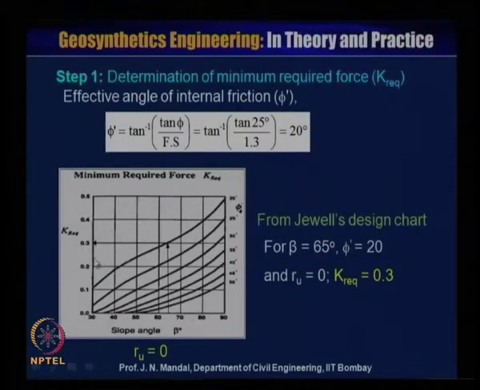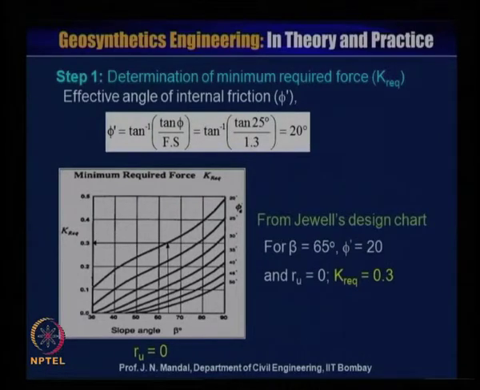So this is the design chart that is given. Step 1, determination of minimum required force, that is K required. So, effective angle of internal friction phi dash we have to determine. So, phi dash is equal to tan inverse of tan phi by factor of safety. That means tan inverse of tan of 35 degree divided by factor of safety 1.3, depending upon the type of the material you are using. So, this will give you that phi dash value is equal to 20 degree.